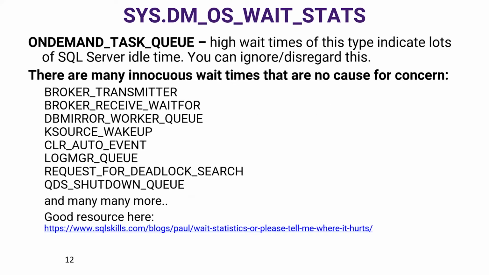So on-demand task queue, let's go over a few of these that you don't need to care about. High wait times of this type indicate lots of idle time. You can ignore or disregard this wait type. There are actually many innocuous wait types that are of no concern for you. Here's a list of some, and on the SQLskills blog, Paul has a really good list of ones that you really don't need to worry about. They have been documented, they are innocuous, you don't need to worry about them.